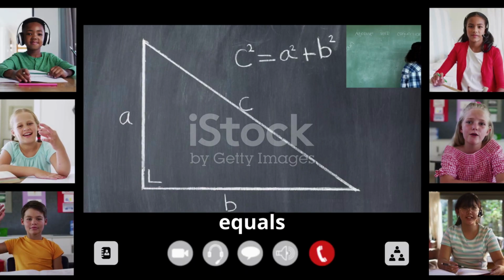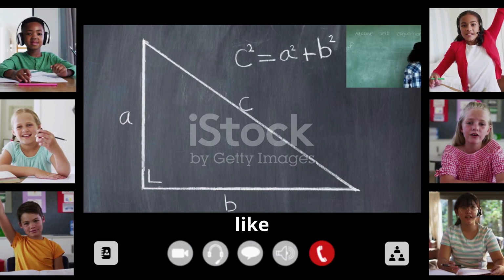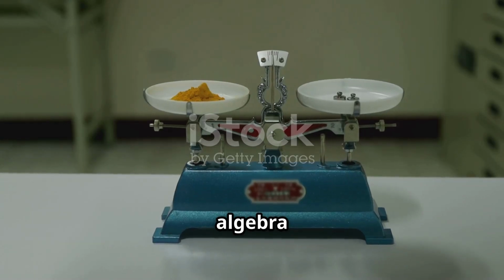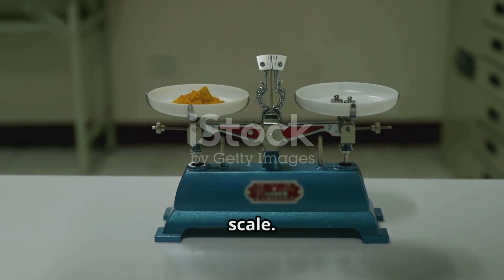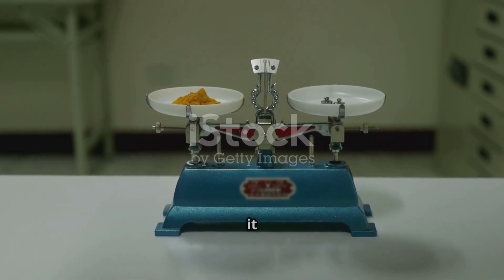Expressions don't have an equal sign, like 2x + 3. Equations do, like 2x + 3 = 7. One of the key ideas in algebra is that equations are like a balance scale. Whatever you do to one side, you must do to the other to keep it balanced.